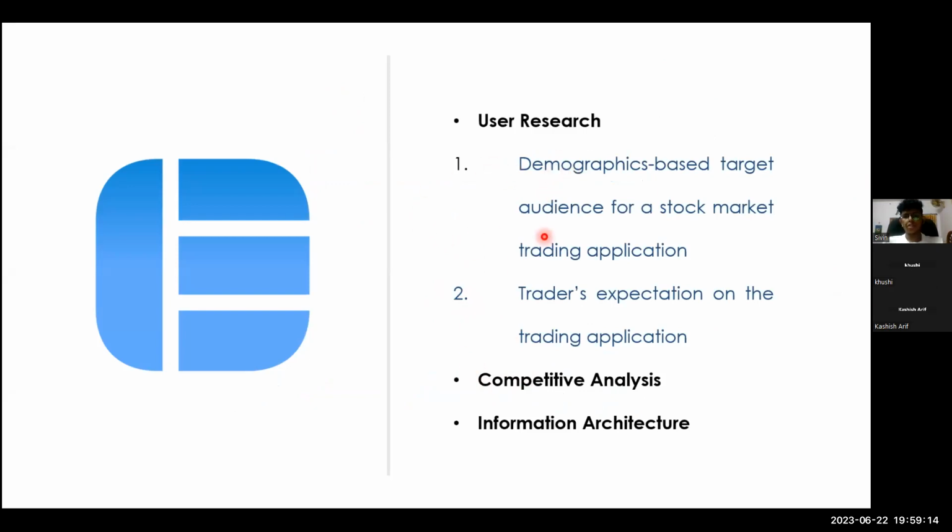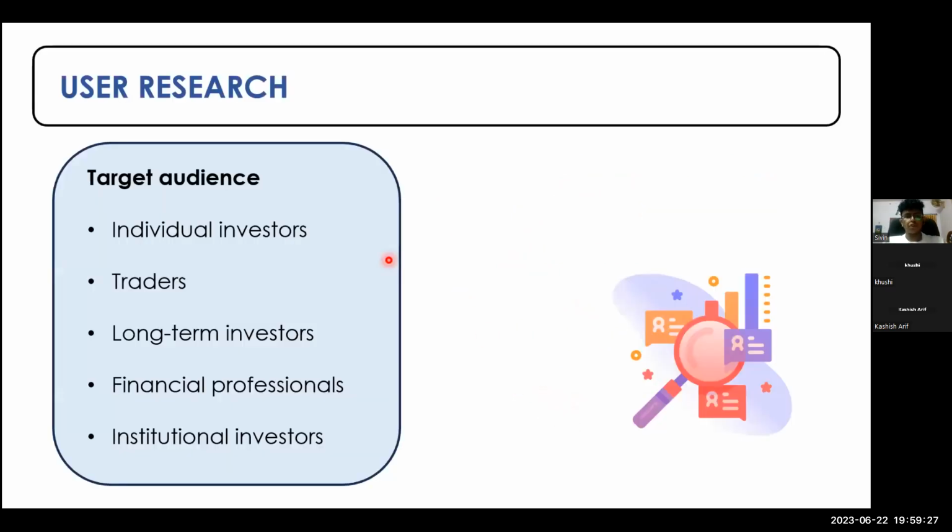First is user research. In that, I'll be discussing demographic-based target audience for stock market trading application and also traders' expectation on trading application. Then I'll be discussing competitive analysis and information architecture. Coming to user research, while designing any application, the designer should be aware of the users or the target audience. So for this stock market trading application, let's see who all are the target audience.